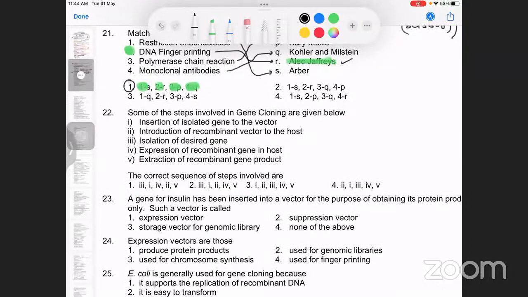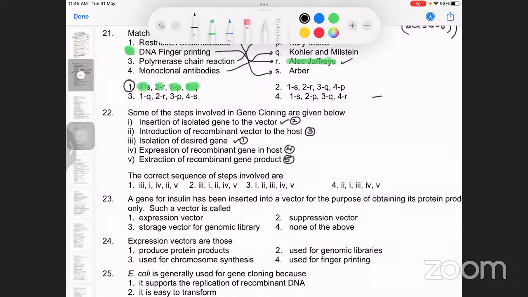Okay, the correct sequence of steps involved are: first, isolation of the desired gene. First, you have to isolate the desired gene, then introduce the isolated gene into the vector, that is the second step. Introduce the recombinant vector into the host, that is the third step. Expression of the recombinant gene in the host, that is the fourth step. And extraction of the recombinant gene product, that is the fifth step.